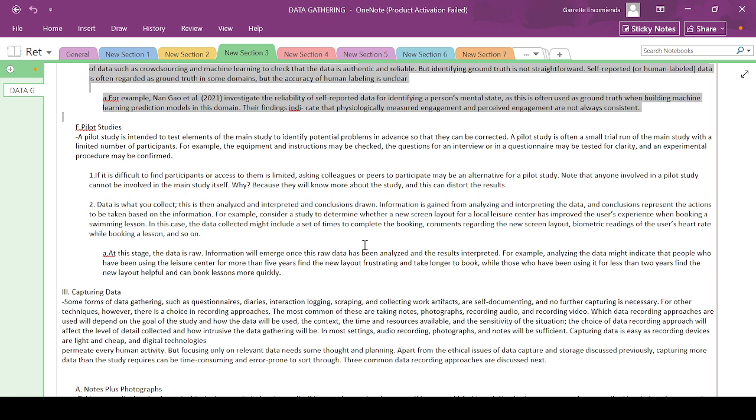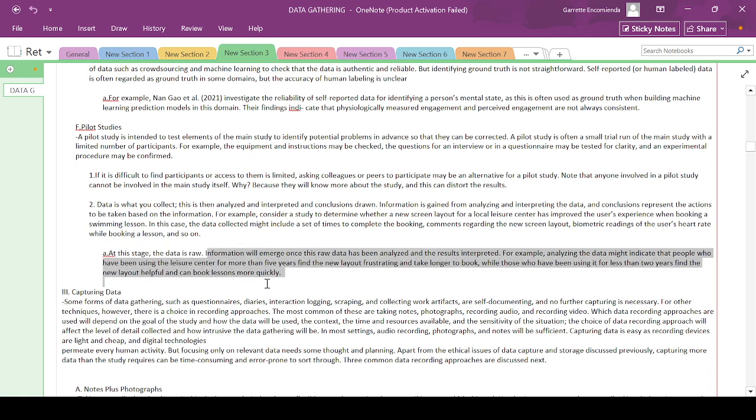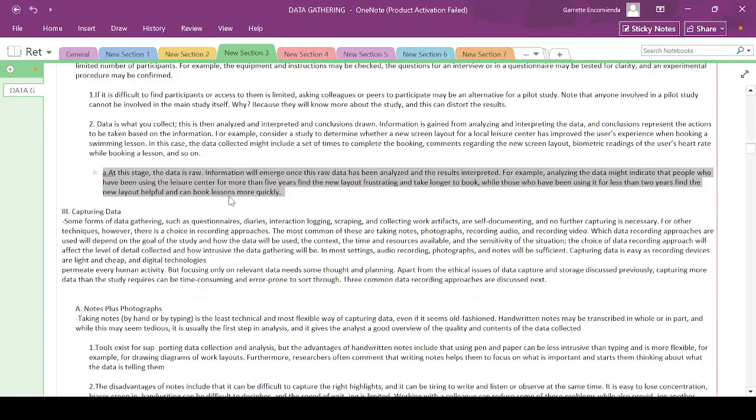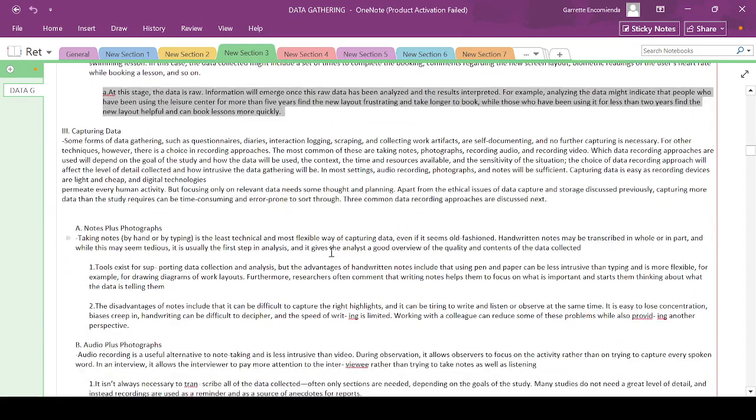At this stage, the data is raw and information will emerge when this raw data has been analyzed and the results interpreted. For example, analyzing the data might indicate that people who have been using the leisure center for more than 5 years find the new layout frustrating and take longer to book, while those who have been using it for less than 2 years find the new layout helpful and can book lessons more quickly.